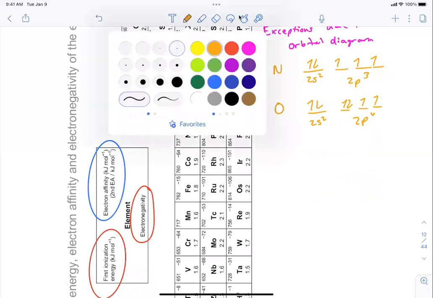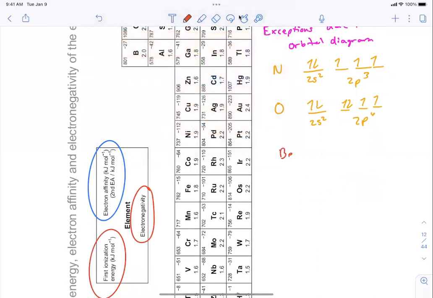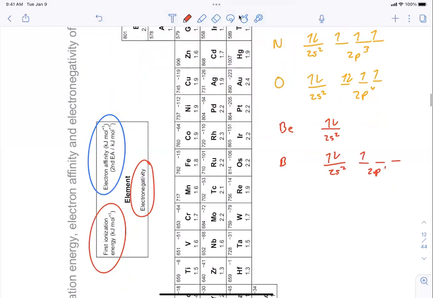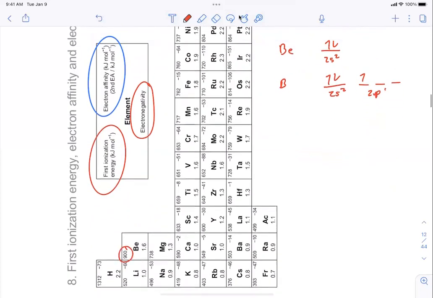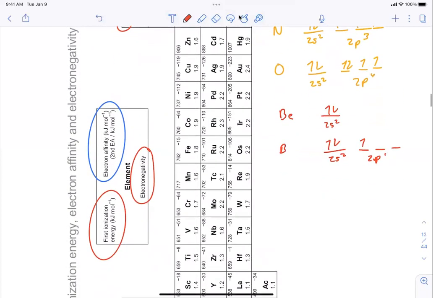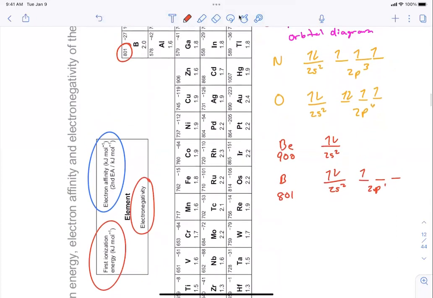Same way with boron and beryllium. Beryllium is 2s2, boron is 2s2 2p1. So you would think because boron is further right, it would have a higher one, but it has a lower one, because beryllium's is 900, boron's is 801. Okay. Looking at this orbital diagram, why does that make sense? Why is boron better at losing an electron? What's the incentive for boron to lose an electron as opposed to beryllium?